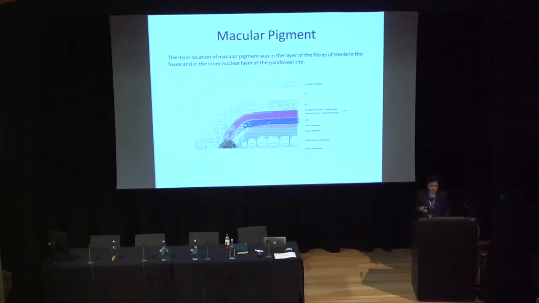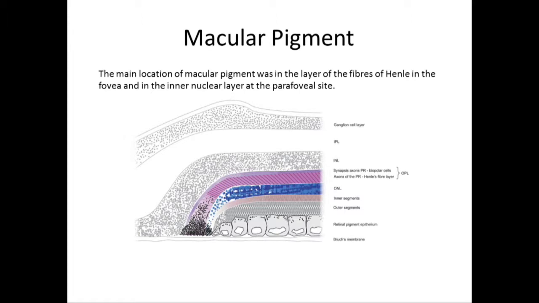Again, the location of macular pigments within the retina: it's usually found in the fiber layer of Henle at the fovea, but the literature suggests that it can be found in any layer of the retina. It's quite confusing where exactly it is located. It is important in diabetes and glaucoma because the structural alterations in the different layers of the retina differ, so it is important to isolate which layer of the retina is affected in these conditions to understand the effect of macular pigments.